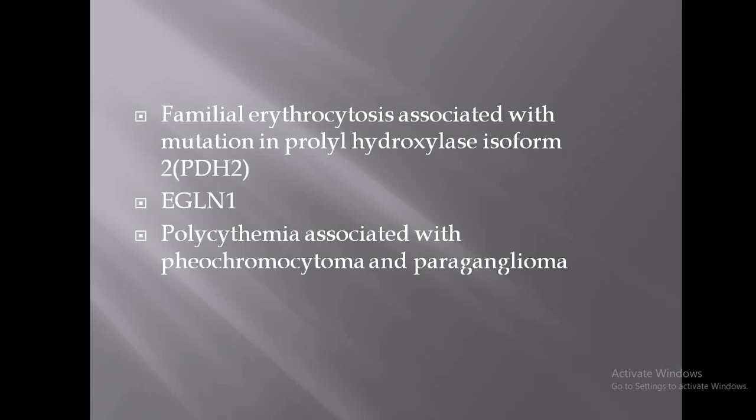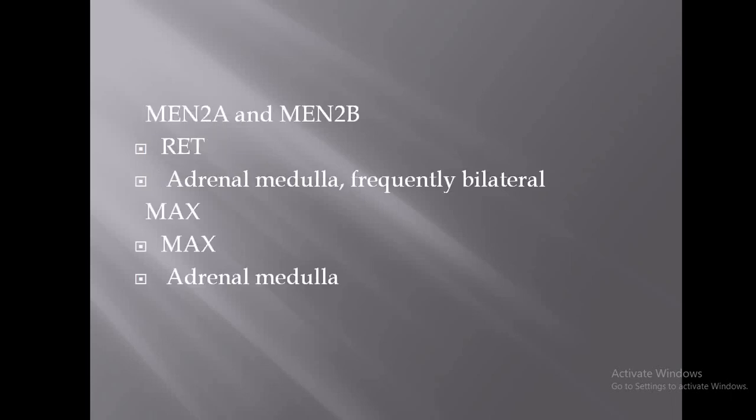And familial erythrocytosis with PHD2, the gene is EGLN1. So it's just a reverse. In familial erythrocytosis with PHD1, the gene is EGLN2, and in familial erythrocytosis with PHD2, the gene is EGLN1. It's the same: polycythemia with pheo and paragangliomas. Finally, the KIF1B is associated with neuroblastoma.